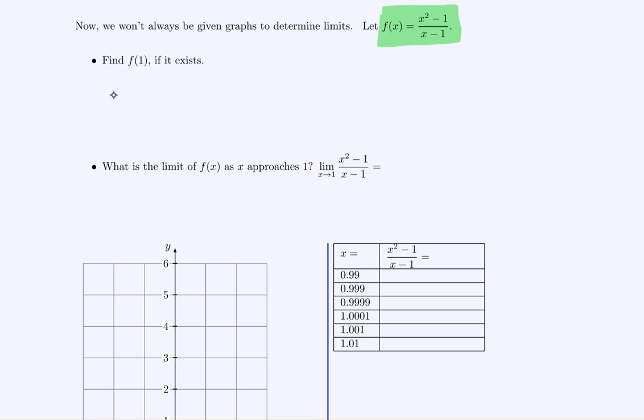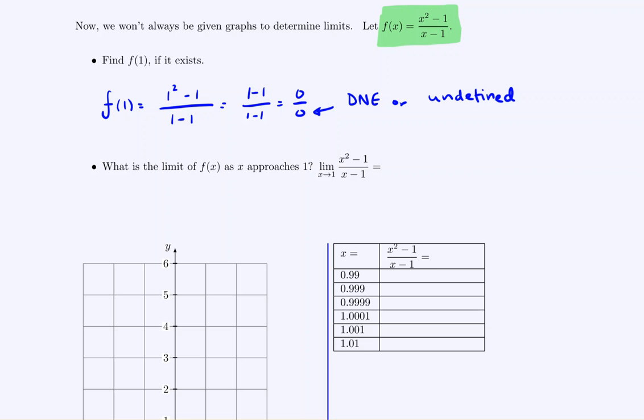As I plug in the value 1 to the function, everywhere there's an x I'm going to plug in 1. That gets me 1 squared minus 1 over 1 minus 1. That's 1 minus 1 over 1 minus 1, which is 0 over 0. Now anything dividing by 0 is a problem, so we know this automatically. You could phrase it as does not exist, or you could also say it's undefined. So at the input value of 1, our function does not exist. There is no output value for the function input value of 1.